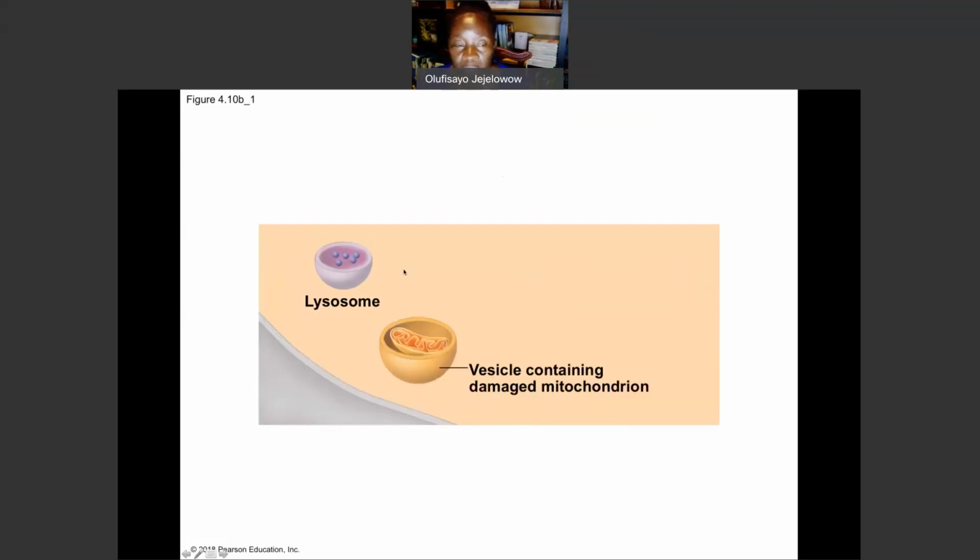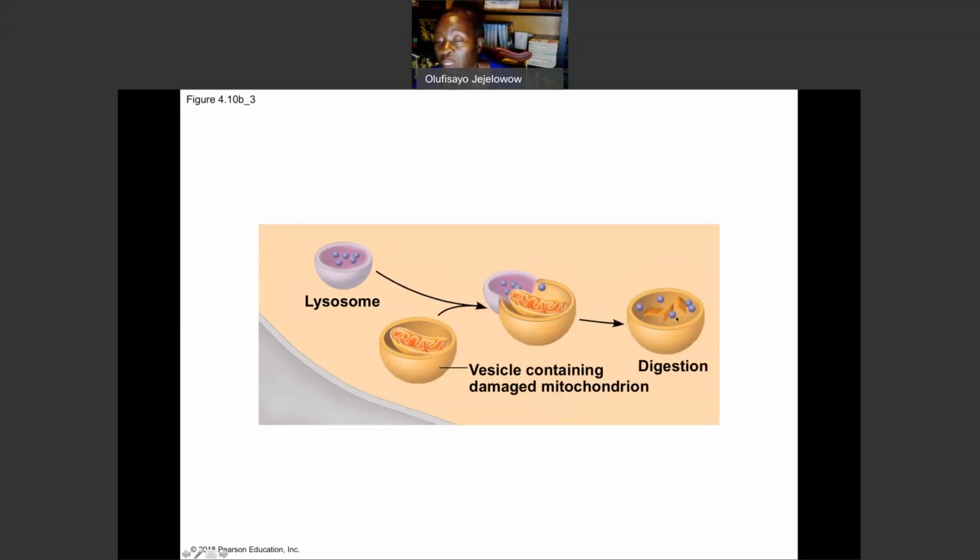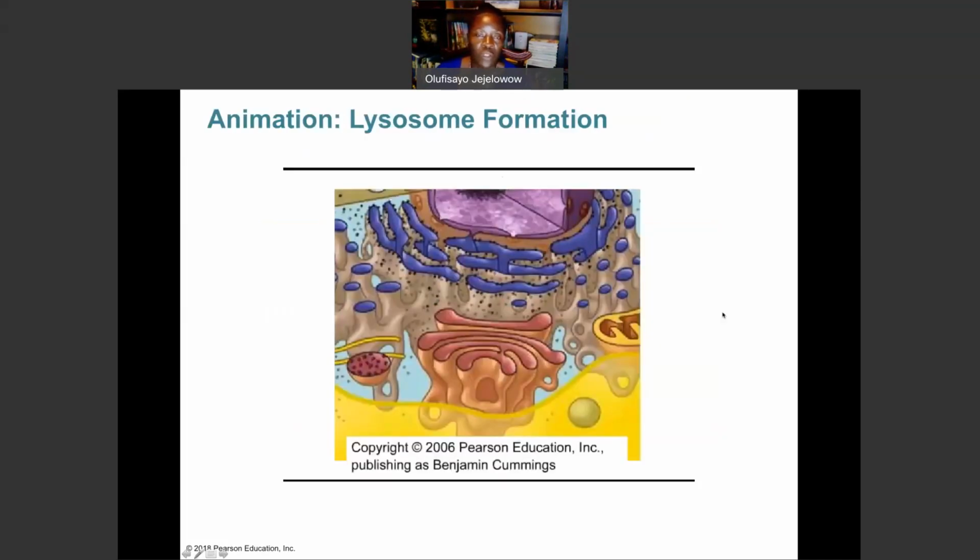In recycling, a typical cell has a damaged mitochondrion. You don't want to leave it there, where it can become infected and cause more trouble. So a vesicle forms around it. A lysosome comes, fuses with the vesicle, and digests the mitochondrion, and its molecules are released as useful material instead of being destructive to the cell. So let's listen to this video on lysosome formation.